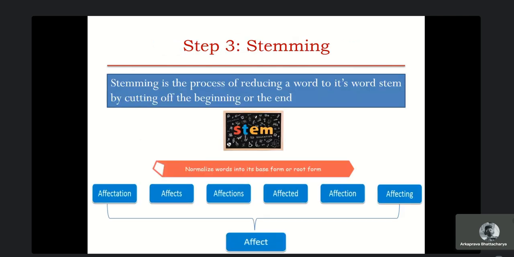Next is stemming. Stemming is the process of reducing the word to its word stem by cutting off the beginning or the end. In a document, I could have many forms of these words, like affection, affects, affections, affected, affection, and affecting. Instead of considering six tokens, I could have one single form of these by removing the ions, the s, the eds, and the ing form. So I could have only one form, that is affect. That is what stemming does.